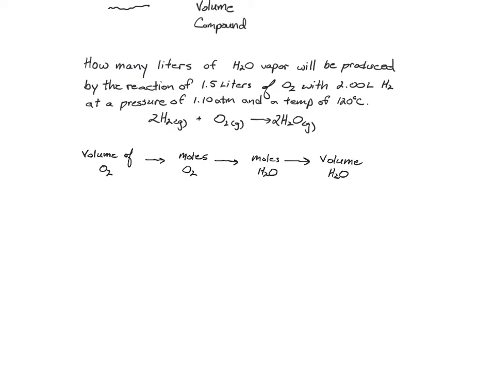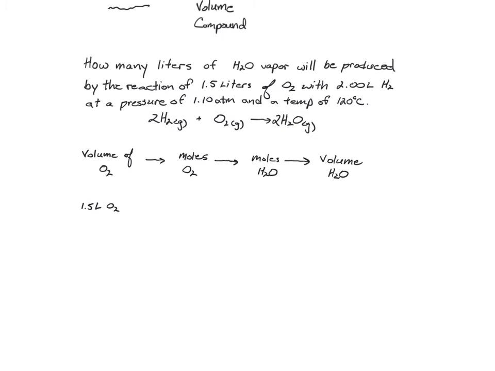Okay, and then we're going to do the same thing for hydrogen. And what we're going to do is figure out which one of these is going to produce the least amount of product. In other words, figure out which one of these is the limiting reagent. So, starting off with 1.5 liters of O2.